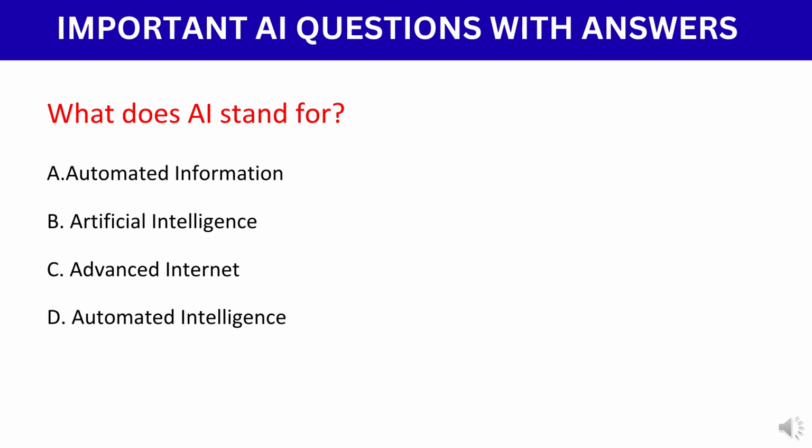What does AI stand for? Option A. Automated information. Option B. Artificial intelligence. Option C. Advanced Internet. Option D. Automated intelligence. The correct answer is option B. Artificial intelligence. Artificial intelligence is the field of computer science focused on creating systems that can perform tasks that normally require human intelligence, such as learning, reasoning, problem solving, and understanding language.